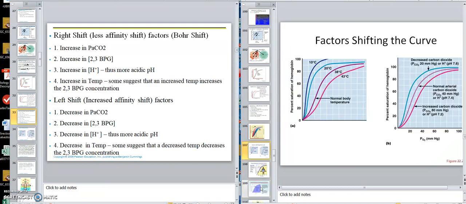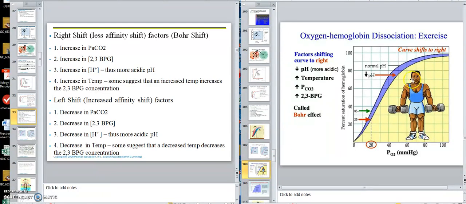Okay? So let's go down here. So this would be a guy, let's say, factors, more acidity. He's exercising, making more lactic acid. Shift this way. What do you need? More O2, right? Increase temperature, increase metabolic rate. You're going to need more O2. Increase CO2, partial pressure CO2. You're making more CO2, which would give you more acidity. And then this here. That right shift is called the Bohr shift. That right shift is called the Bohr shift.